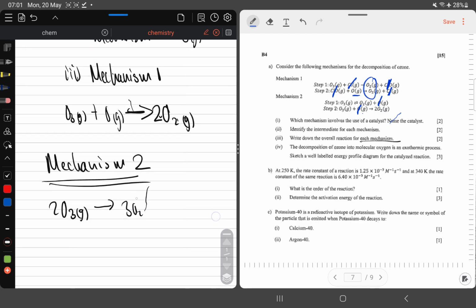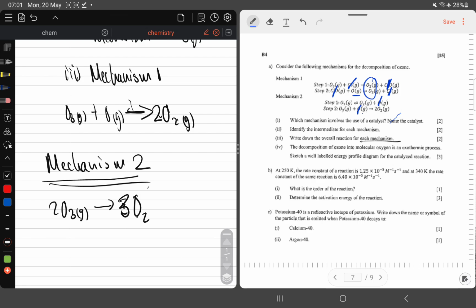Okay? So that's going to be mechanism number 2. It's going to be 2O3 gas, right? And then it's going to make 3O2, okay? So it will be 3O2. Now that's what happens, isn't it? So we just write it as 3, then O, then 2, okay, 3 moles. All right, now, is there anything else? Write down the overall reaction.